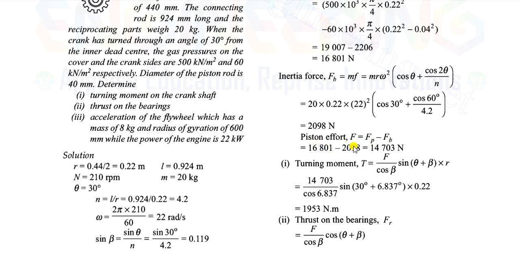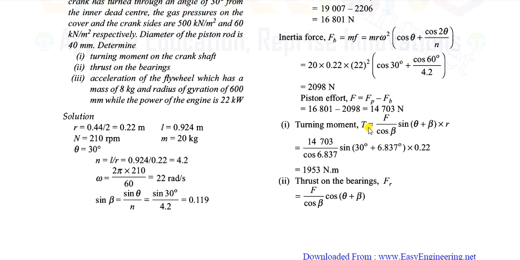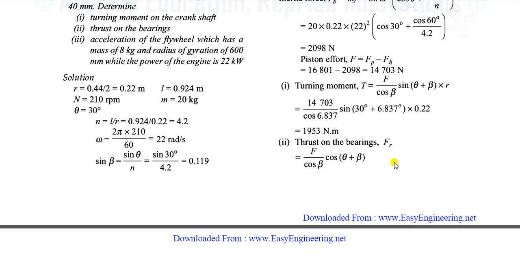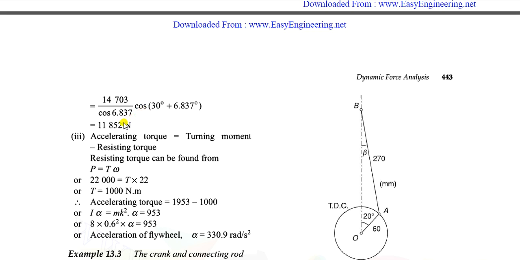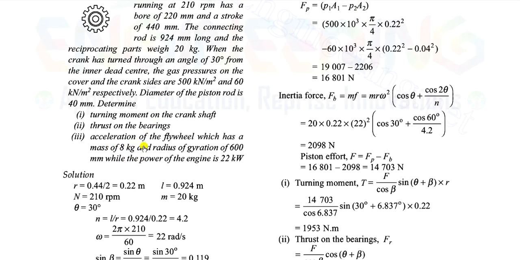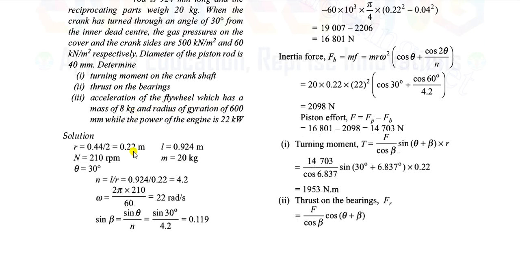Now once you get piston effort, you can calculate turning moment by the formula. Theta you know, beta you got, and this R will be the crank radius. Thrust on the bearing also we can get by formula. Now he is asking accelerating torque, the acceleration of the flywheel which has a mass of this, and radius of gyration is given. So from mass and radius of gyration you will get I, the mass moment of inertia for the flywheel, and this is the power of the engine.